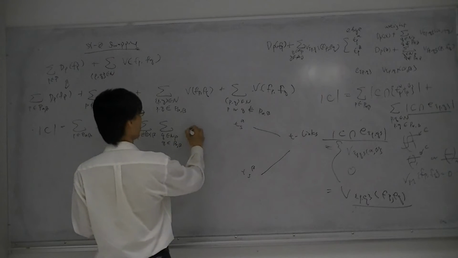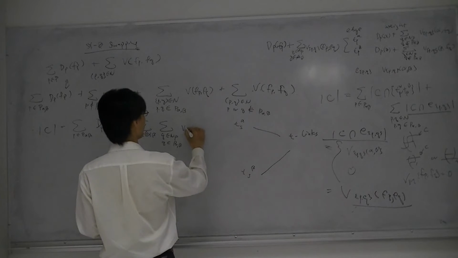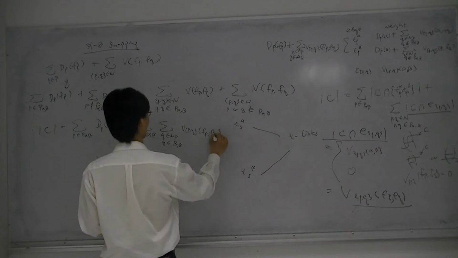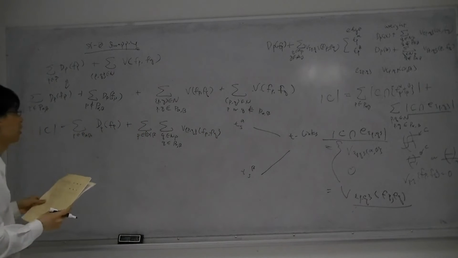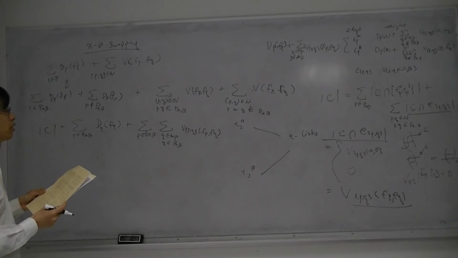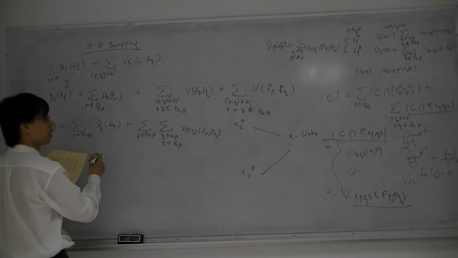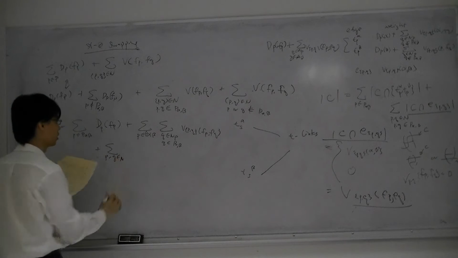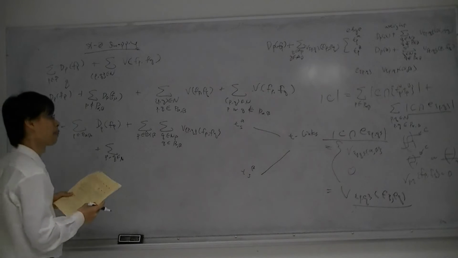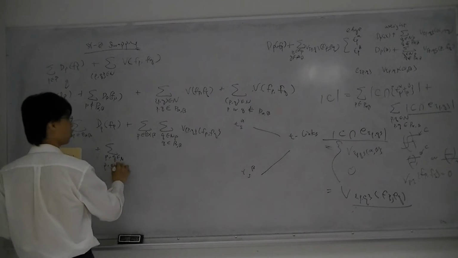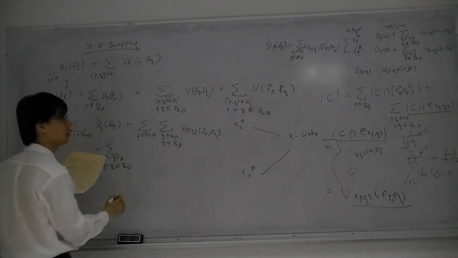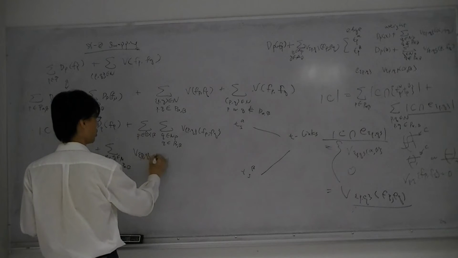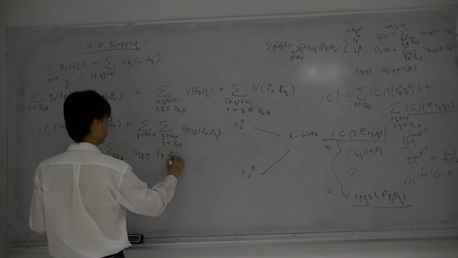That's the first term. And now the second term is over P, Q in the neighborhood, with P, Q in P_alpha_beta, of V_PQ(f_P, f_Q).